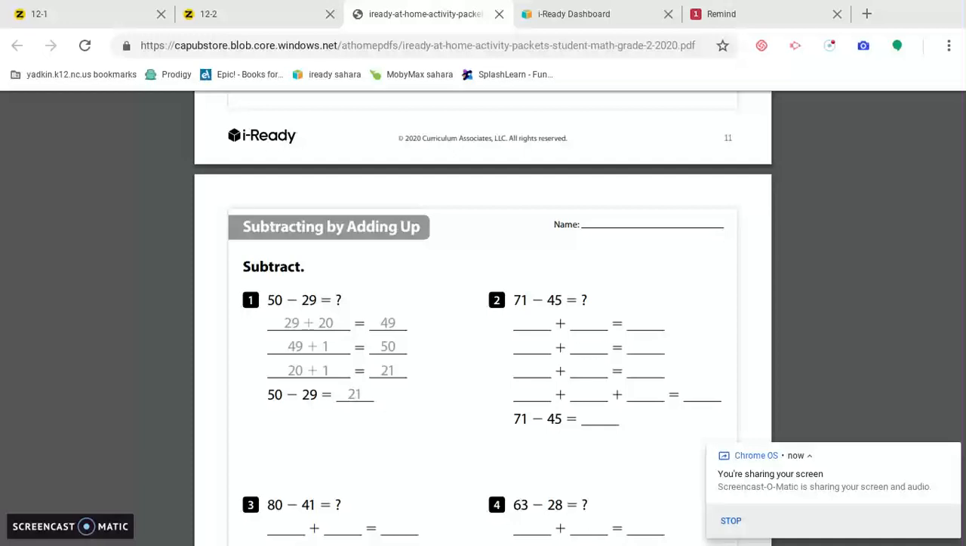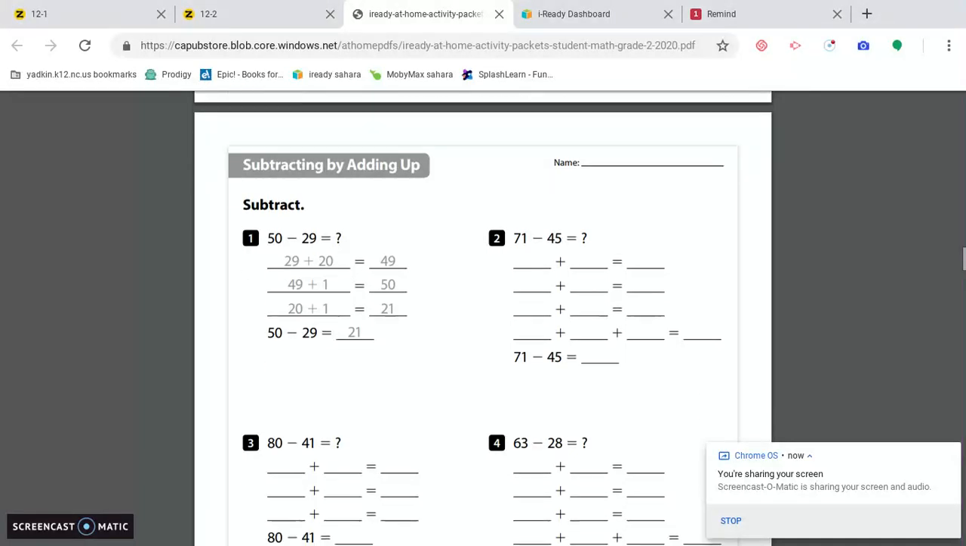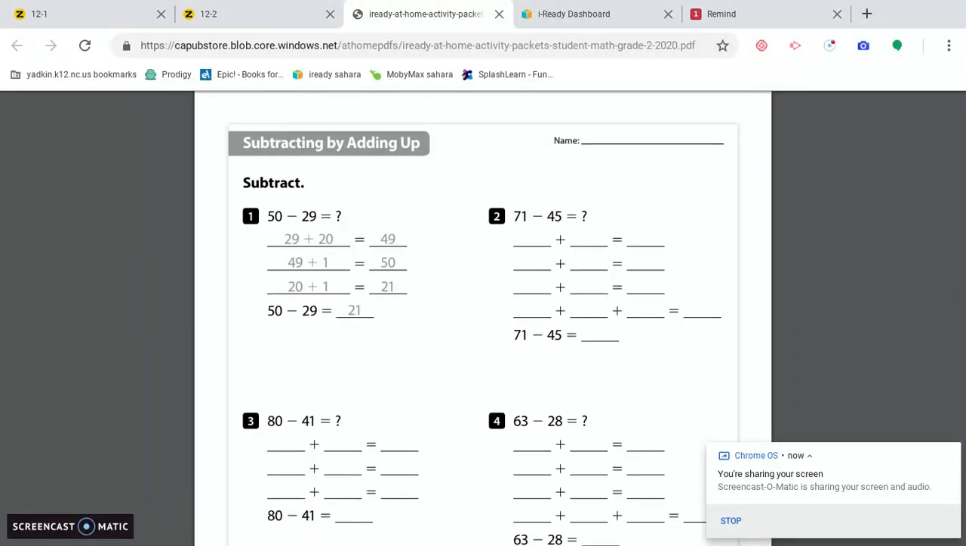Okay guys, so today we're going to look at subtracting by adding up. If you have your grade 2 math packet, this is on pages 12 and 13. We're going to do a couple of problems on page 12.